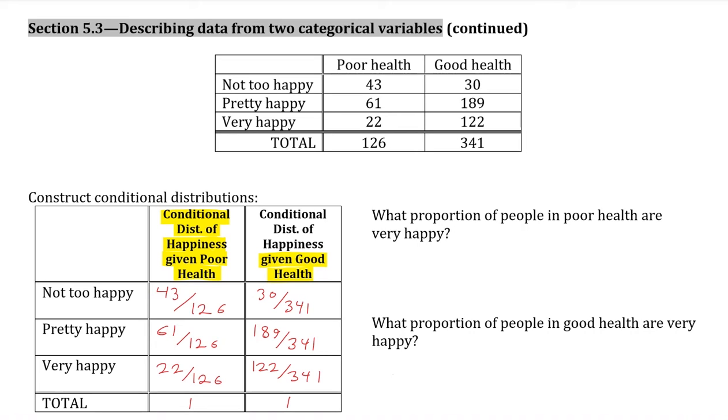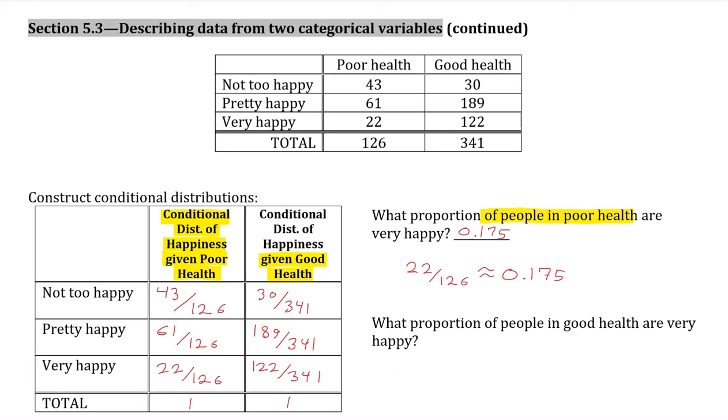Well, note that the way this is phrased, what proportion of people in poor health, that means I'm only counting the people in poor health. How many of them are very happy? So how many of the 126 poor health individuals are very happy? I actually have that on the table here on the left. That's going to be the 22 out of 126, which gives me an answer of 0.175.